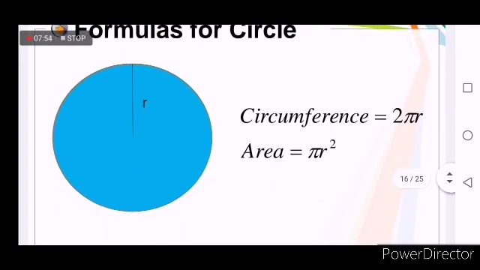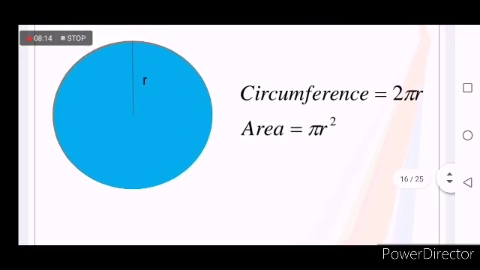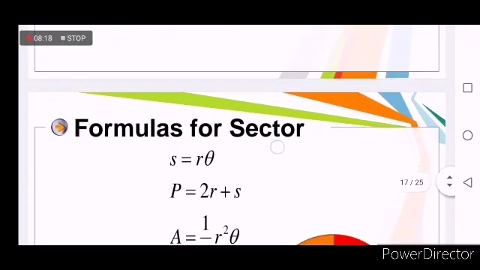Okay, first we have what we call circumference. And the circumference of the circle is equal to 2 pi r, while the area is equal to pi r squared. Yung radius ang pinaka-importanting measure sa circle, because if you know the radius of the circle, you can solve many problems about circles. Okay, so napakadali ng mga formulas, di ba? Circumference, 2 pi r, area, pi r squared.